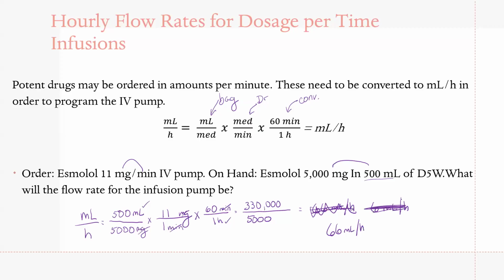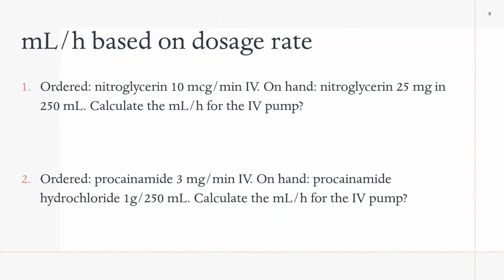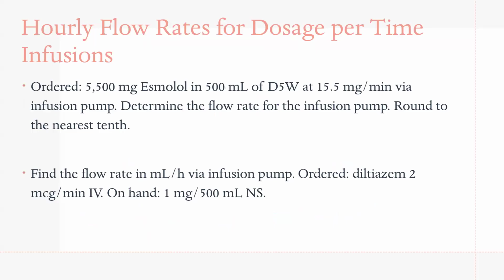Okay, I have about three more. If you feel comfortable, I would recommend you work them and then maybe pause and check your answer. So we have 5,500 milligrams in that 500 milliliters running at a rate of 15.5 milligrams per minute. Determine the flow rate for the infusion pump and round to the 10th. So you're looking for a milliliter per hour.